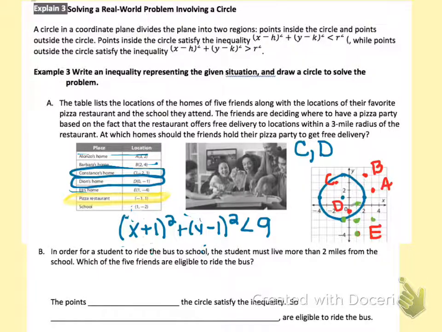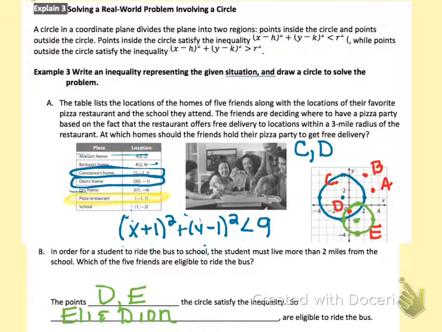And the circle, so it looks like Dion and Eli are the only ones. So the points D for Dion and E for Eli. So only Eli and Dion can ride the bus.